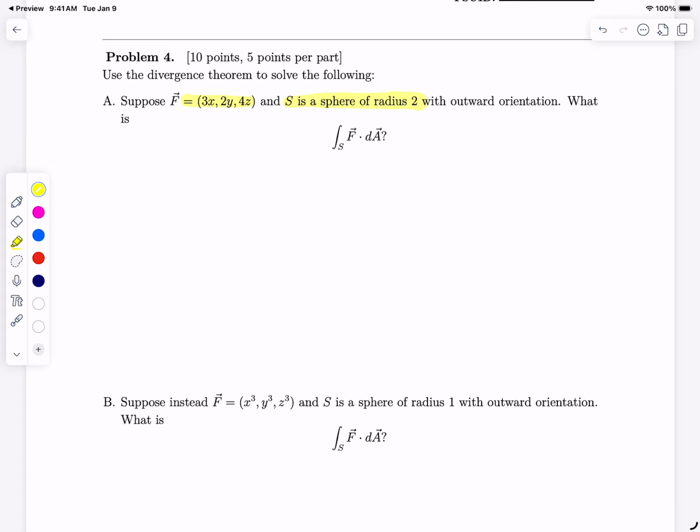S is a sphere of radius 2, closed. A sphere is closed, radius 2, with outward orientation. That's the most important thing. We need to compute this guy, and we are going to apply the divergence theorem.